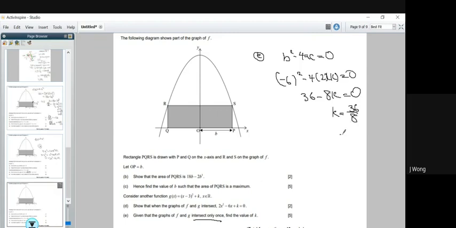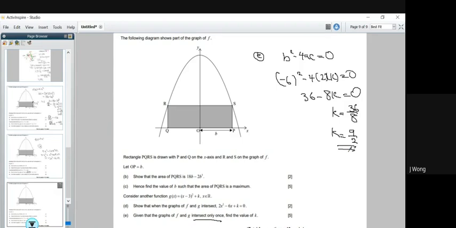Right, moving on. So now we're going to consider another function, g of x, as x minus 3 all squared plus k. This tells us that when these two intersect, that means we want to equate them, show that the equation is 2x squared minus 6x plus k. Okay, so let's do that. So we're just going to equate this. 9 minus x squared equals x minus 3 all squared plus k for question D.